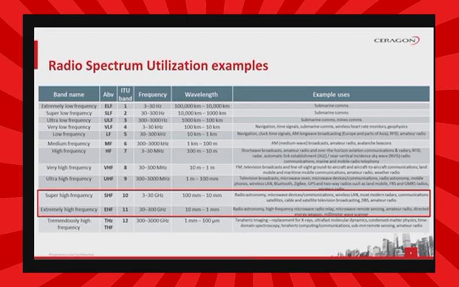Tremendously high frequency, THF, or ITU band number 12, has a span from 300 GHz to 3 THz, a wavelength from 1 mm to 100 micrometers, and is used for terahertz imaging as replacement for X-rays, ultra-fast molecular dynamics, condensed matter physics, time domain spectroscopy, terahertz computing, communications, sub-remote sensing, amateur radio. These are the sub-millimeter waves.